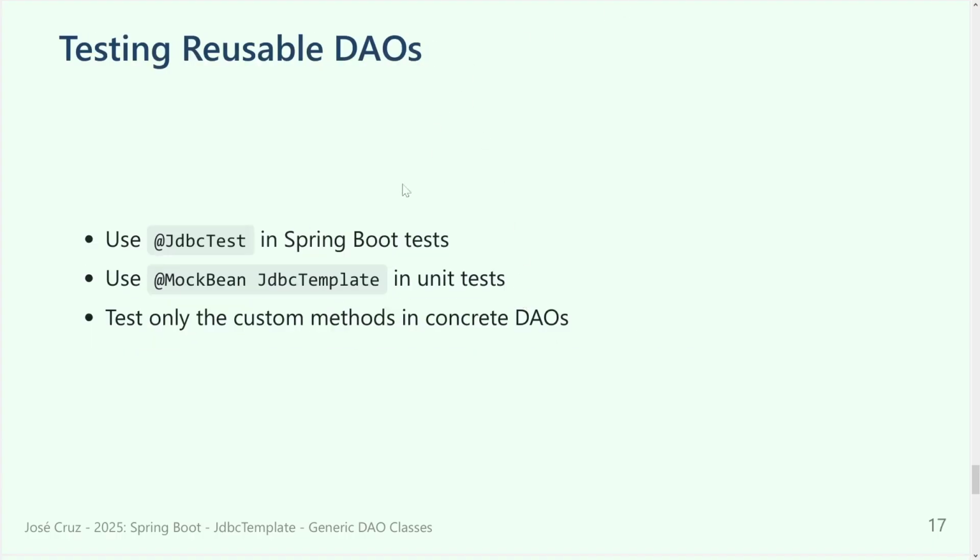So, testing reusable DAOs: use JDBC test. I will address this in my testing series. Use mock bean for JdbcTemplate, again in my testing series. Test only the custom methods in concrete DAOs, because the generic DAO is already tested. This is the way you can do tests on JDBC, and Spring Boot gives you a lot of great tools to develop tests around the beans. Mock bean on the JdbcTemplate is quite easy to use, as is JDBC test, but I don't want to go into much detail here. It would be completely out of scope. But let's say that our solution is aligned with how Spring Boot does things.